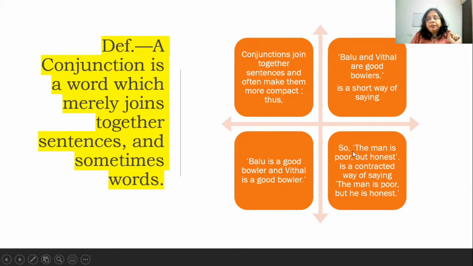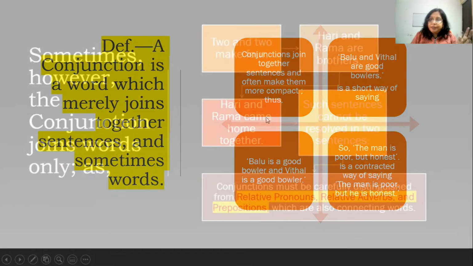Now the next example is, the man is poor but honest. This is a contracted form of saying the man is poor but he is honest. So instead of saying or writing the man is poor but he is honest, we can write the man is poor but honest. So but is the conjunction which is joining the sentences.